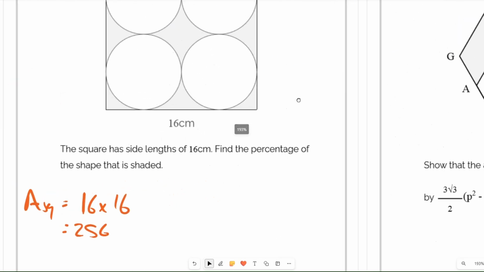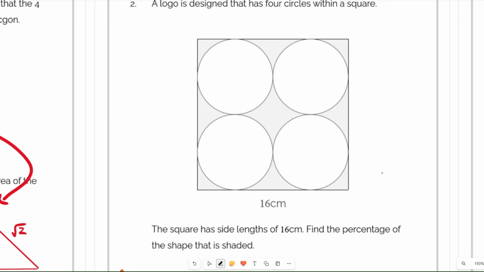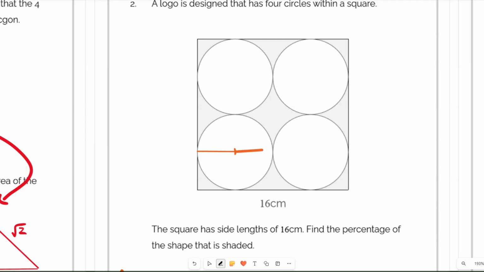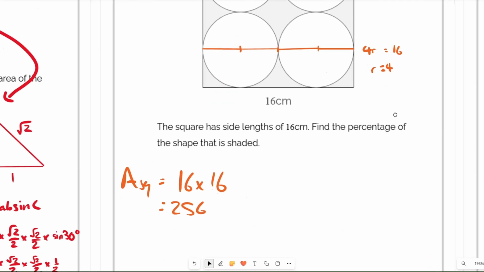What about the circles? Well, we can say that this length here is a radius. This length here is also the radius. All the circles are identical, by the way. This length here is a radius, and this length here is also a radius. So we've got 4 radii, and that's equal to, if we go across, 16 centimeters, isn't it? So we can say that the radius is just 4 centimeters.